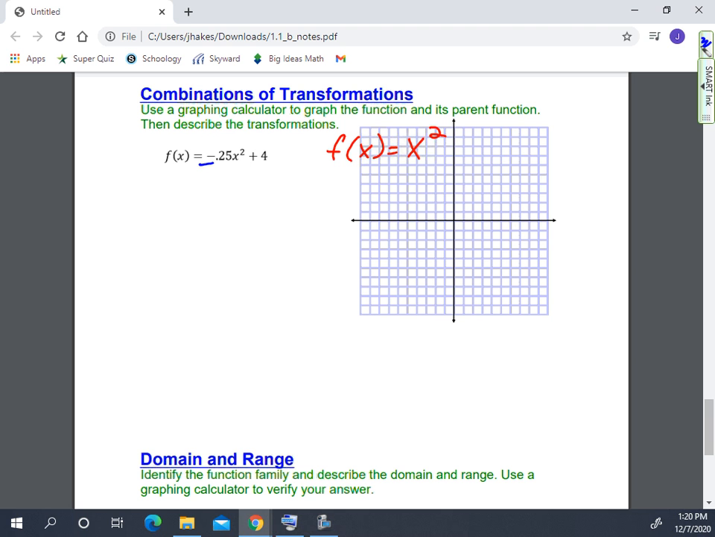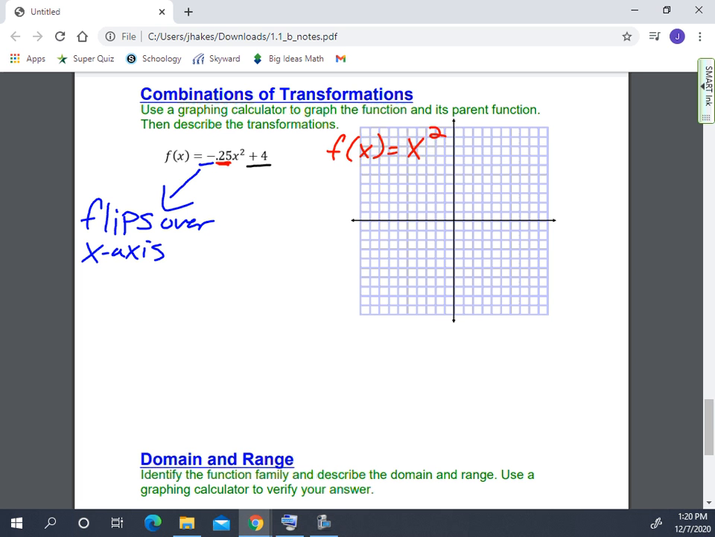Negative. Second one, 0.25 is being multiplied by. And the last one is plus 4. Start with that negative. And negative, what does it do? Well, it's out front of our function. When we multiply our function by a negative, it flips over the x-axis.